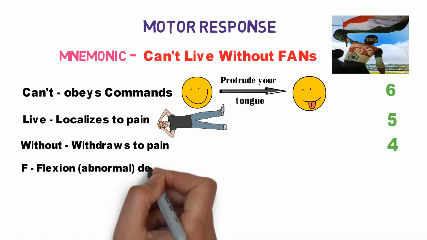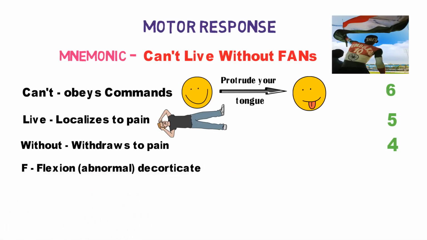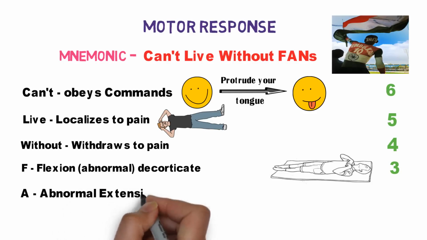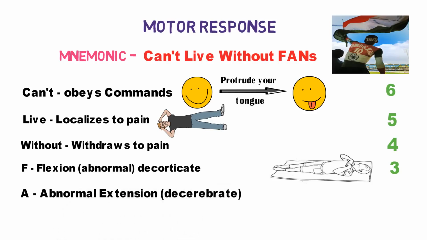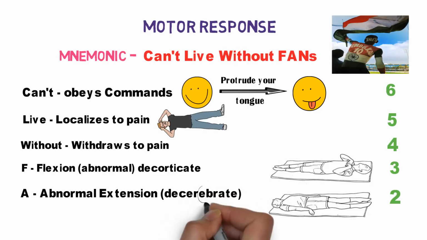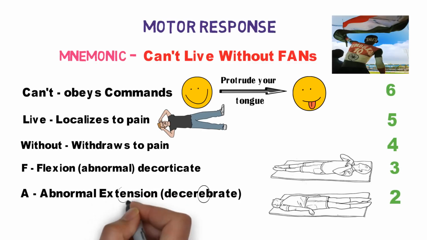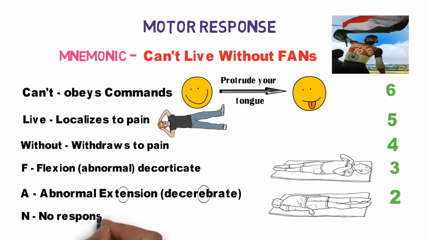F stands for abnormal flexion, which is also referred as decorticate posturing, as you can see in this picture. A stands for abnormal extension, also referred as decerebrate posturing, as shown. As in decerebrate, there occurs extra E in comparison to decorticate. So extension is there in decerebrate. Lastly, N stands for no response. So motor response is 1.